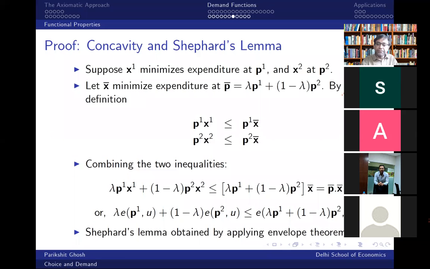Sir, if X bar is minimizing the expenditure, so P1 X bar should be less than or equal to P1 X1. No?